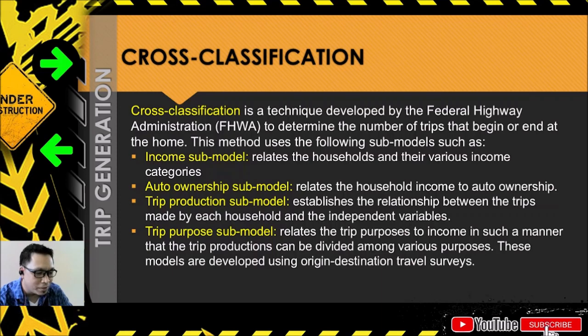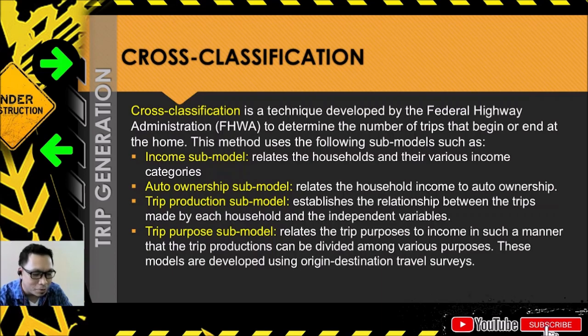Okay, so let us discuss the first method, that is the cross classification. The cross classification is a technique developed by the Federal Highway Administration to determine the number of trips that begin or end at home. This method uses the following submodels: the income submodel that relates the households and various income categories. Then we have the auto ownership submodel which relates the household income to auto ownership. Then we have the trip production submodel which establishes the relationship between the trips made by each household and the independent variables. Then the trip purpose submodel which relates the trip purposes to income in such a manner that the trip productions can be divided among various purposes. These models are developed using origin destination travel surveys.